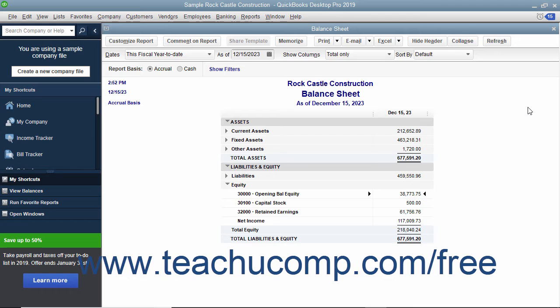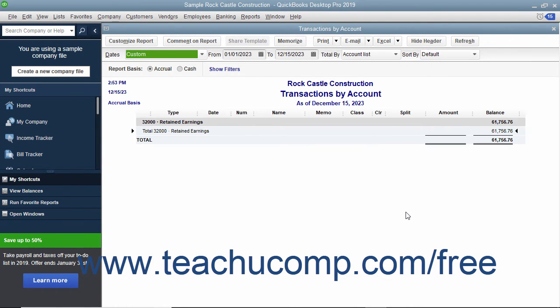In addition to the opening balance equity account, QuickBooks often sets up another type of equity account for you called retained earnings. This account tracks your company's net income from previous fiscal years. QuickBooks automatically transfers your profit or loss to retained earnings at the end of each fiscal year.